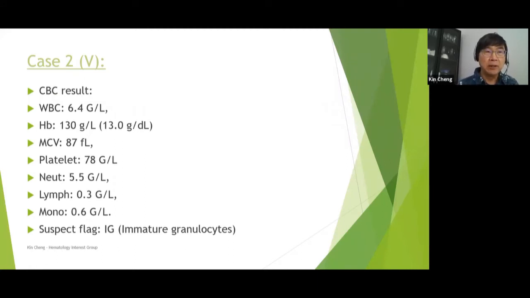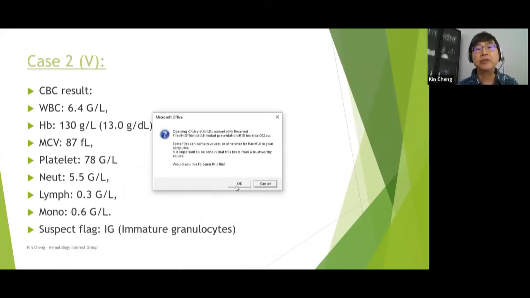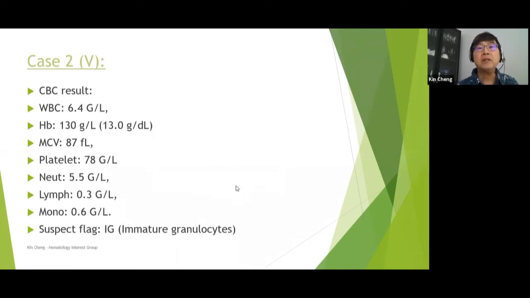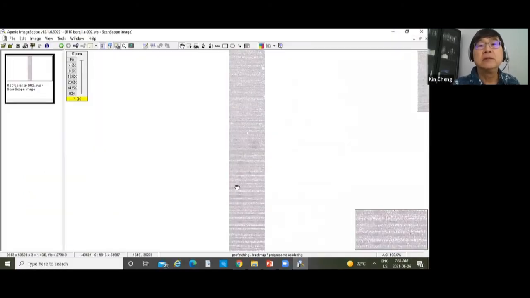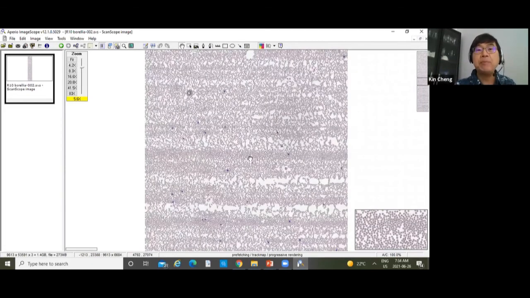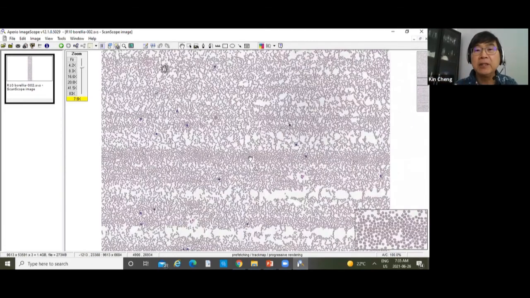Some of you who use small instruments may not have a suspect flag for immature granulocytes, but the larger instruments do. So I'm going to show you this case through what I call the virtual slide. Basically, it's just a slide. It's not a good slide because there are lots of streaks. But in other words, this is in a thin area.